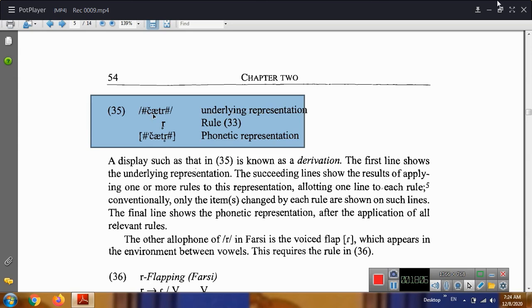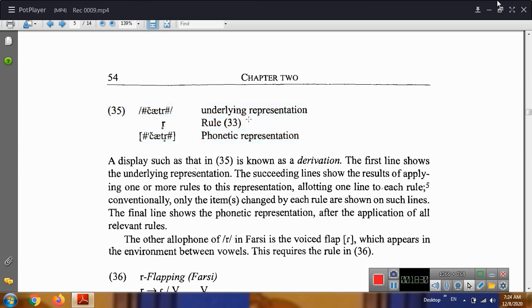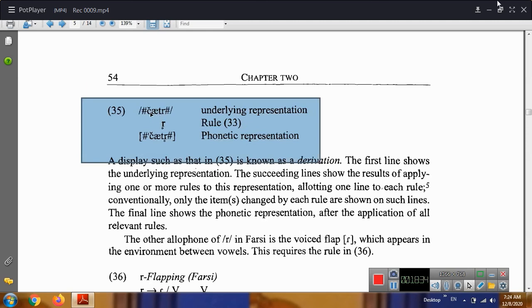Our input or our underlying representation is chat, which, as I told you, we show in this way: at first we have a slash, after that we have the word boundary, and we have the word chat, and the word boundary sign and the slash. Therefore, for underlying representation, we have the input of that word here, which is chat. We consider it as raw data, the form which doesn't have any rule applied on it. We have two slashes and two word boundary signs at both sides of that word.